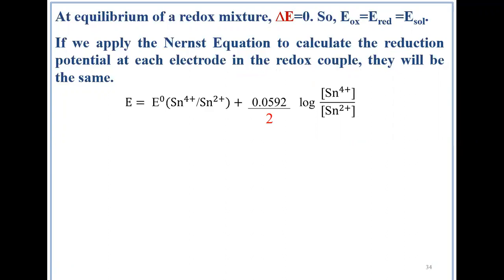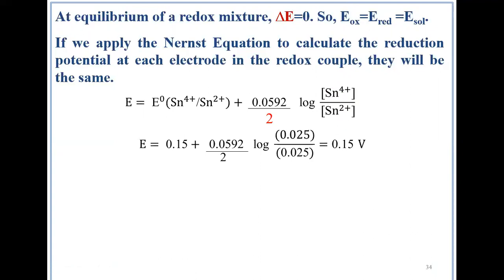So for the tin couple, the reduction potential is the E naught of the tin couple plus 0.592 divided by the number of electrons transferred for the tin couple, times log of the reactants divided by products for the reduction reaction, or ox divided by red. Substitute, notice we substitute the concentrations at equilibrium, and in this case they happen to be the same, and thus the corrected potential happens to be the same as the standard potential for the tin couple.